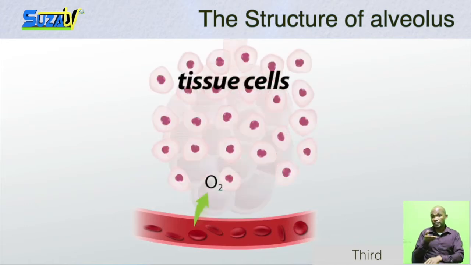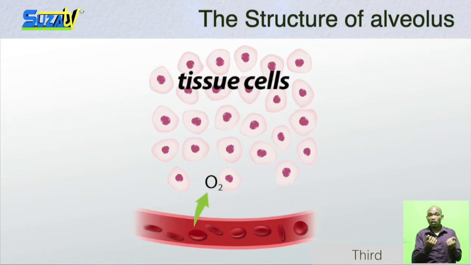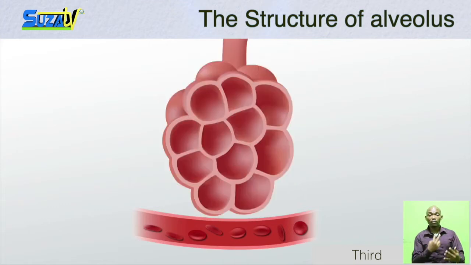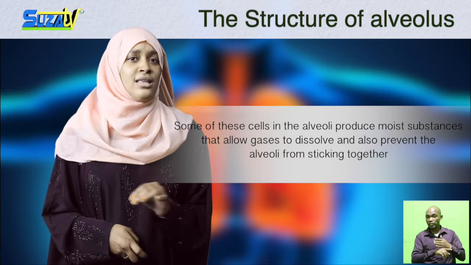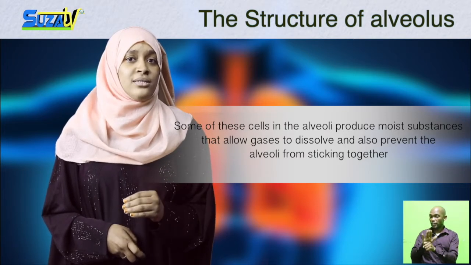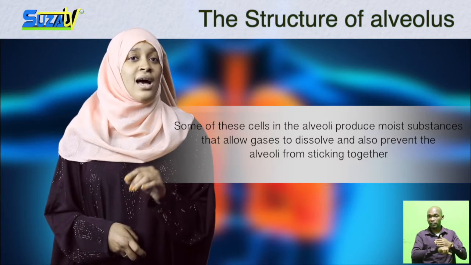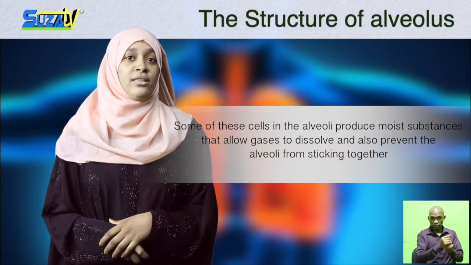Third, both the wall of the alveoli and the blood vessels are made up of a single layer of cells. This helps in decreasing the distance the gases have to diffuse and allows a faster exchange of gases. In other words, the gas-blood barrier is very thin to allow rapid gas exchange. Since the gases are transported in solution form, some of these cells in the alveoli produce moist substances that allow gases to dissolve and also prevent the alveoli from sticking together.